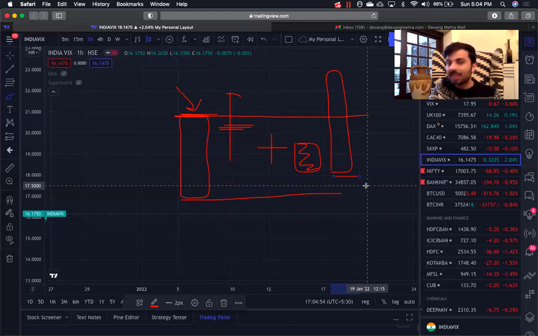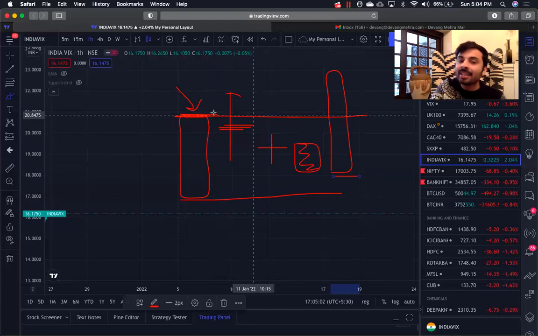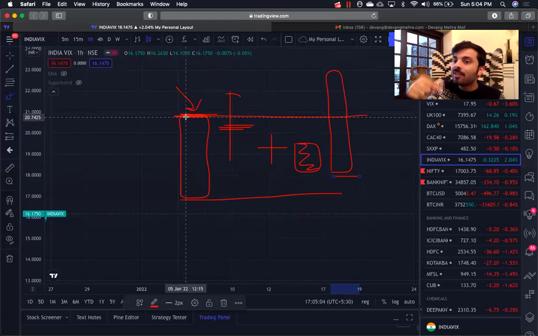Secondly, the entry is not a closing entry. It's not that the candle has to close above that. No, you will enter the minute or the millisecond you hit this high. So your entry will be triggered. Remember that. A lot of people ask me again, what time frame to use? Don't ask me these stupid questions again.